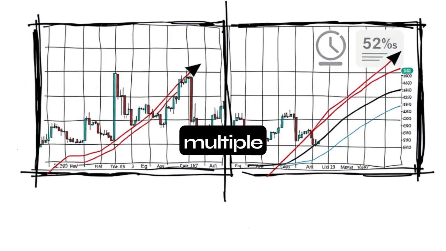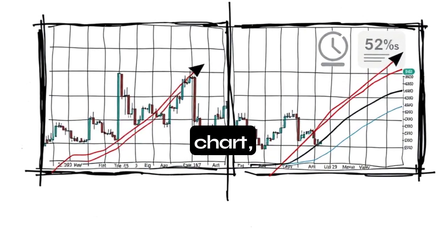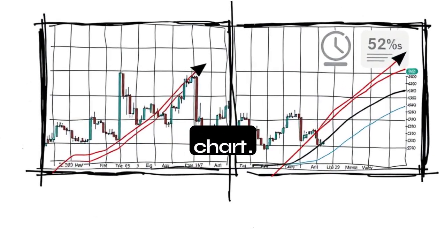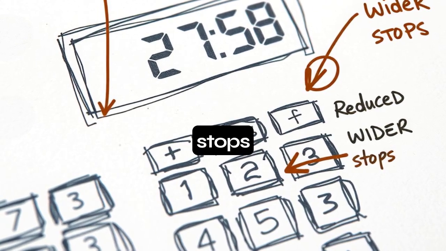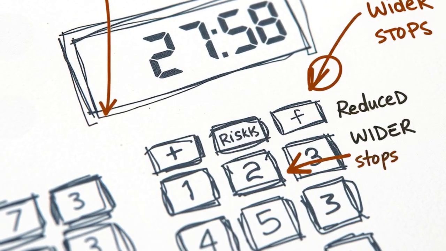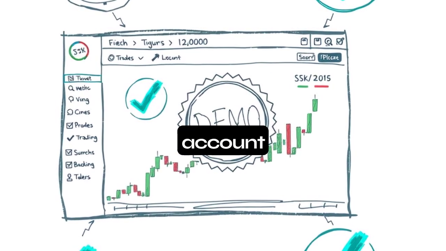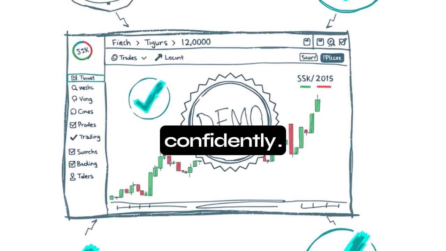Tip: use multiple time frames, scan a higher chart, then fine-tune entries on a lower chart. Risk control: tighten position size and widen stops when volatility spikes. Practice these steps on a demo account until you read volatility confidently.